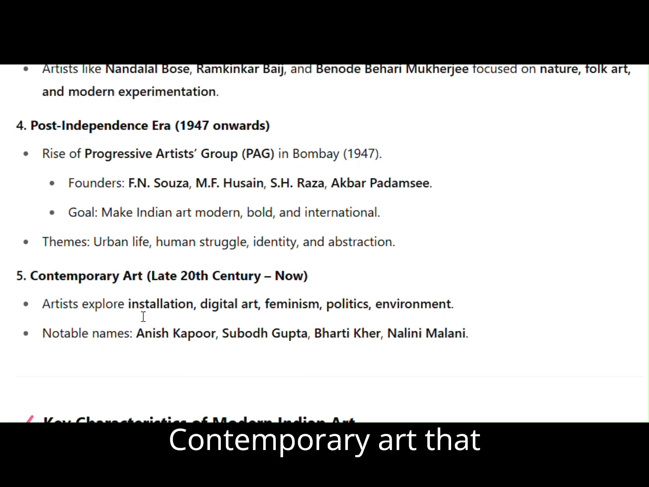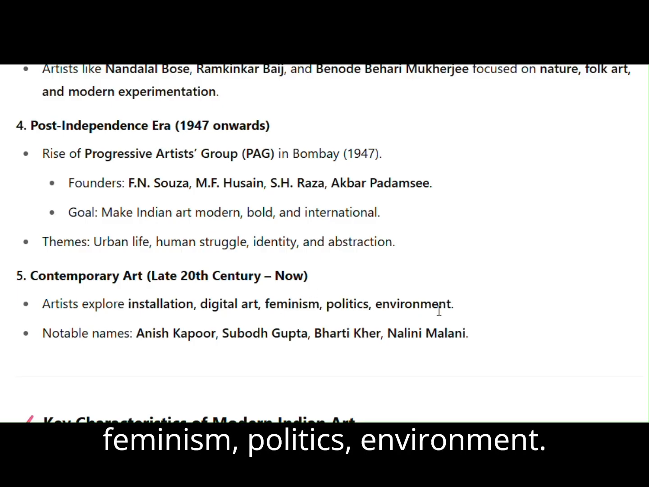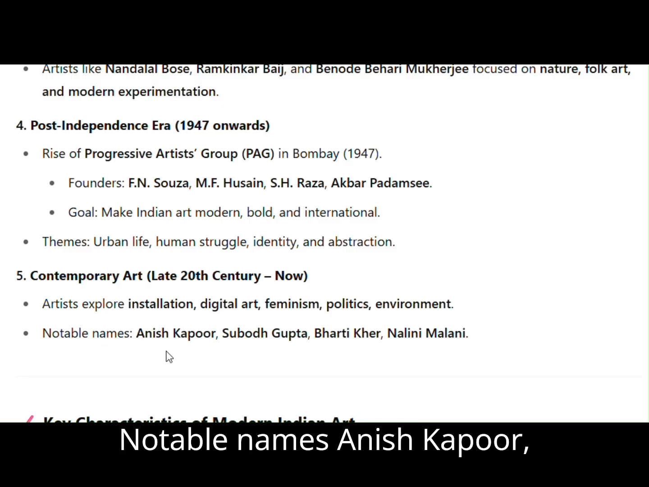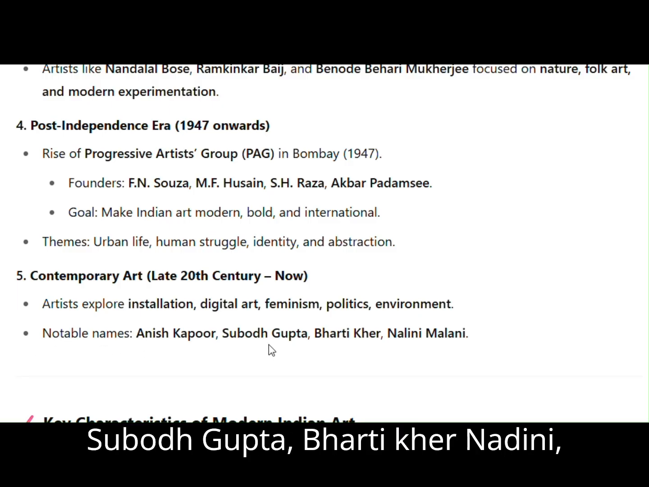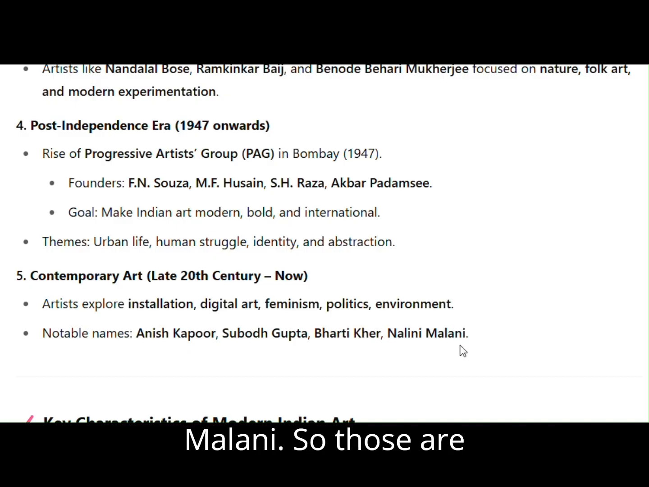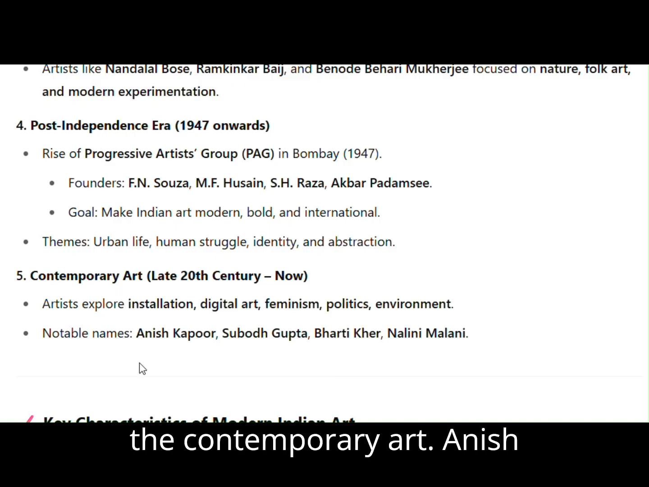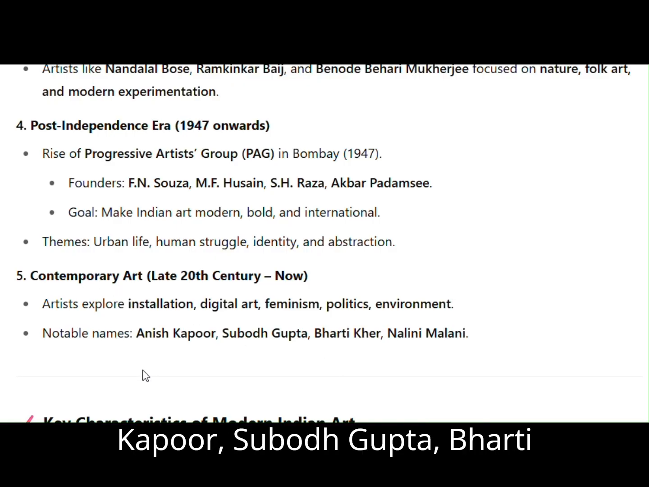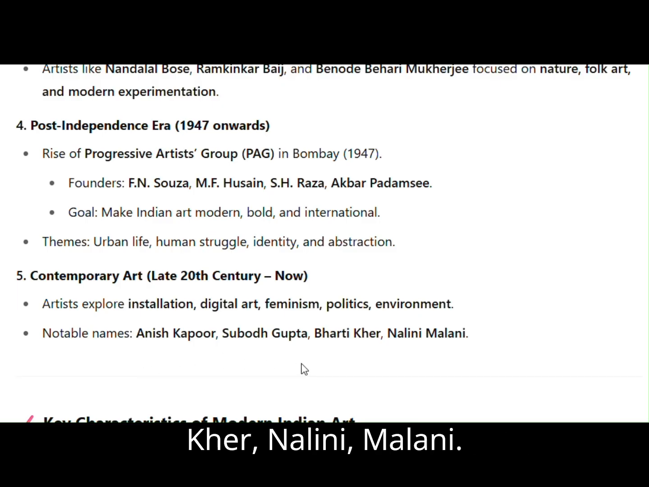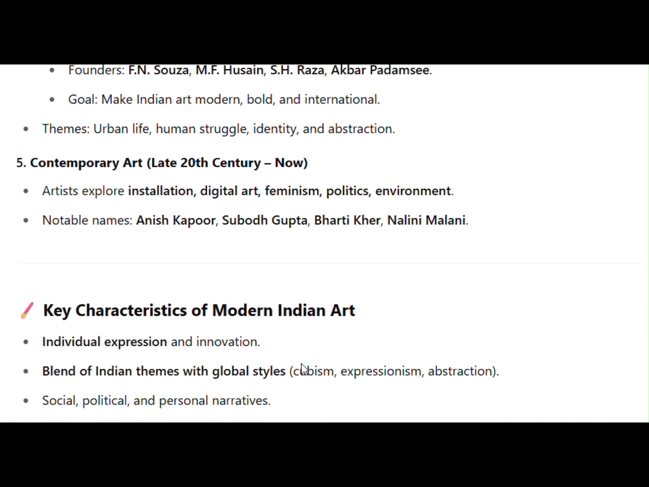Contemporary art is from the late 20th century till now. Artists explore installation, digital art, feminism, politics, and environment. Notable names: Anish Kapoor, Subodh Gupta, Bharti Kher, Nalini Malani. So those are the notable names in contemporary art: Anish Kapoor, Subodh Gupta, Bharti Kher, Nalini Malani.